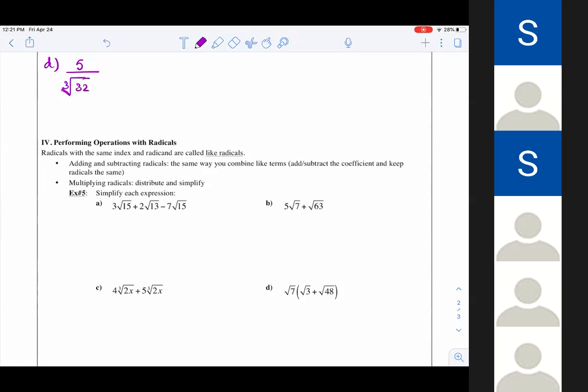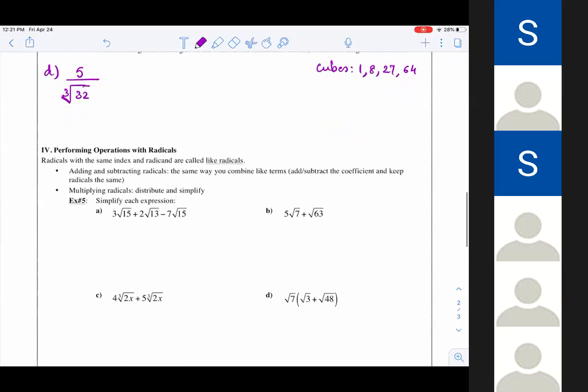Okay. So what do you have to do? 32 is not a perfect cube. Is there any way we can get the 32 into a perfect cube? Can you tell me the perfect cube right before 32? The perfect cubes are 1. What is the next perfect cube? 8. What's the next one? It's 3 times 3 times 3, 27. And the next is 4 times 4 times 4. What is 4 times 4 times 4? 64.